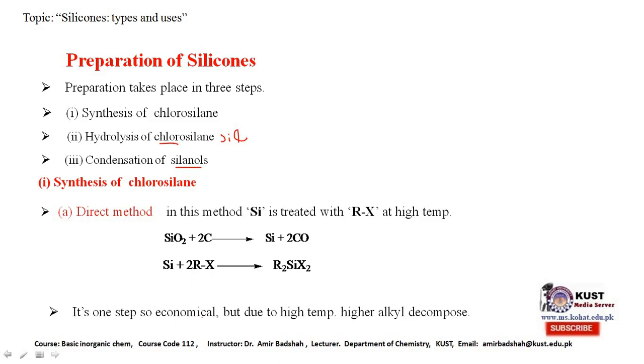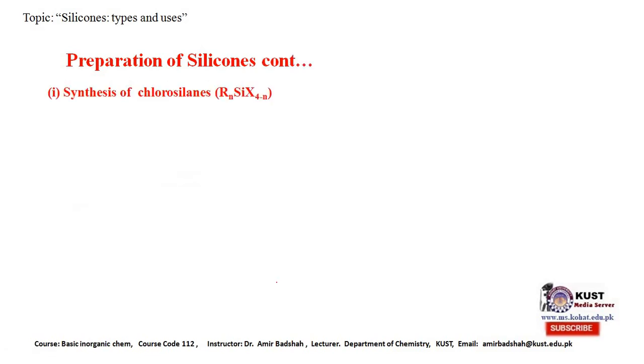The reason is that only one step is used in their preparation. There are no multiple steps, so only 2 chemicals are used, and it is one step too. So on one side it is economical and the yield is also good. But the problem in this reaction is that a very high temperature is needed. So if we use an alkyl group of higher chain, then it is possible that these alkyl groups will be decomposed. So on one side it is good, but on the other side it has some problems too.